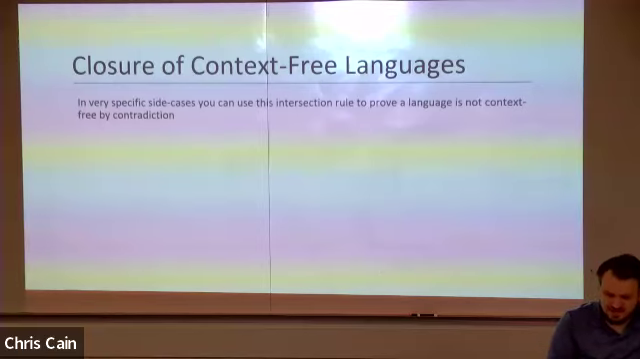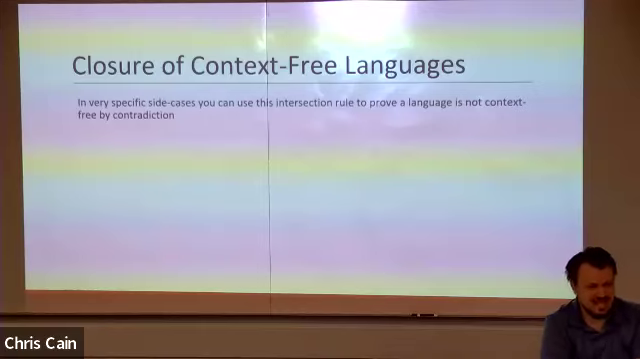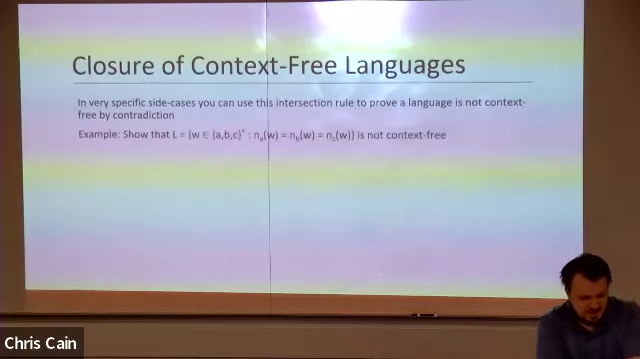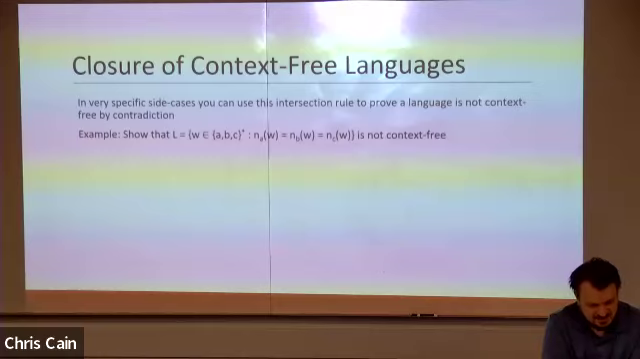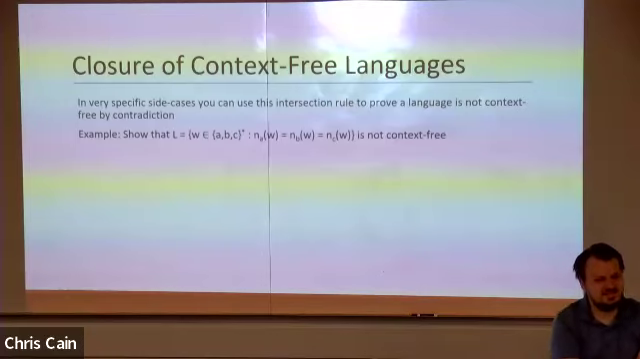So you can use this intersection rule to prove that a language is not context-free by contradiction at times. And this is a way to shortcut the pumping lemma. Some of these rules exist because we know how painful the pumping lemma actually can be. Whenever there is an opportunity to bypass the pumping lemma, it's worth recognizing that that exists. So here is an example. Show that the language W, such that the number of A's is equal to the number of B's is equal to the number of C's, is not context-free. Do note, we could use the pumping lemma for this.